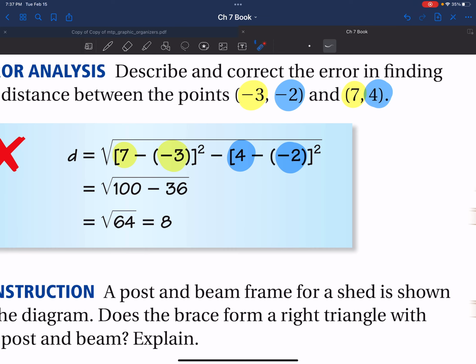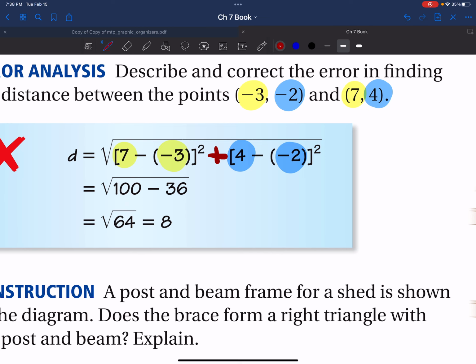But remember, the formula is distance equals the square root of change in x's squared plus the change in y's squared. Okay, so there's the error right there. That sucker right there is a problem. So can we correct it now?